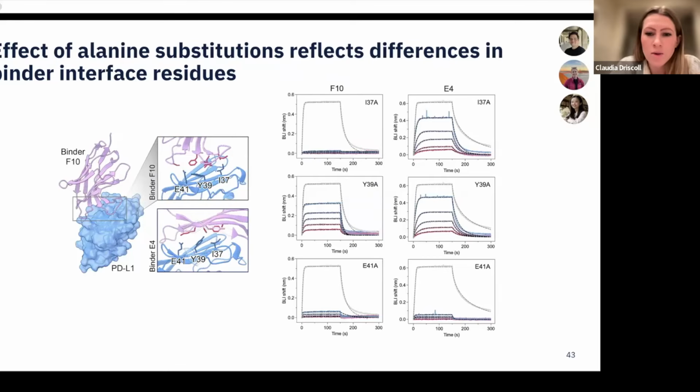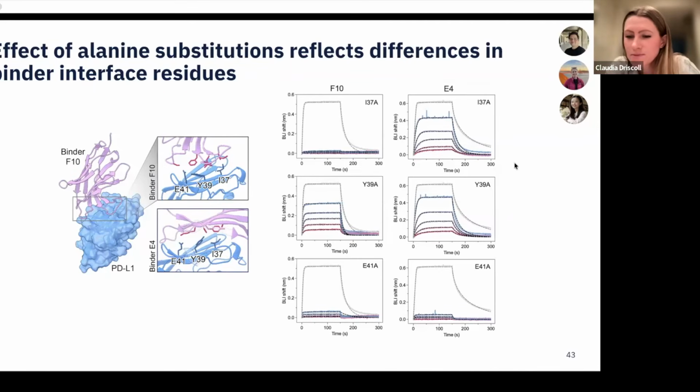I want to point out that this assay was quite nice because it allowed us to identify nuances in the paratope residues, the residues in the binder that contribute to binding. For F10, we see a complete obliteration of binding for the isoleucine to alanine mutation because we have this hydrophobic patch on the binder that's driving this interaction. But in the case of E4, in the plots on the right, the isoleucine to alanine mutation did not have as much of an impact because we don't have the same patch.